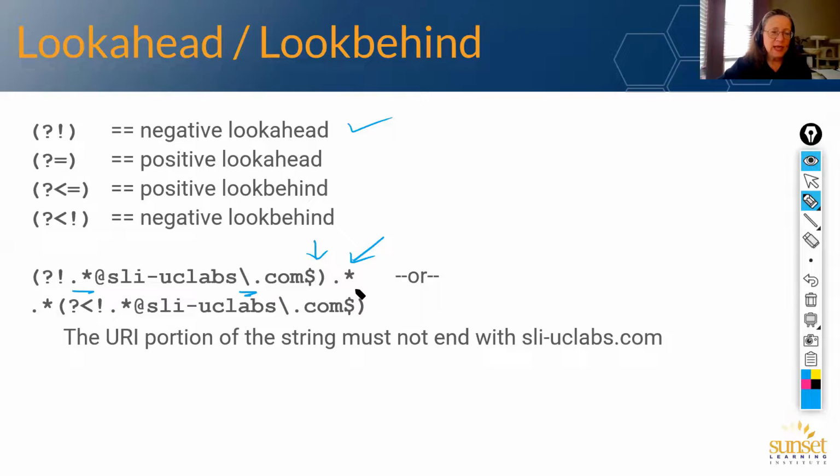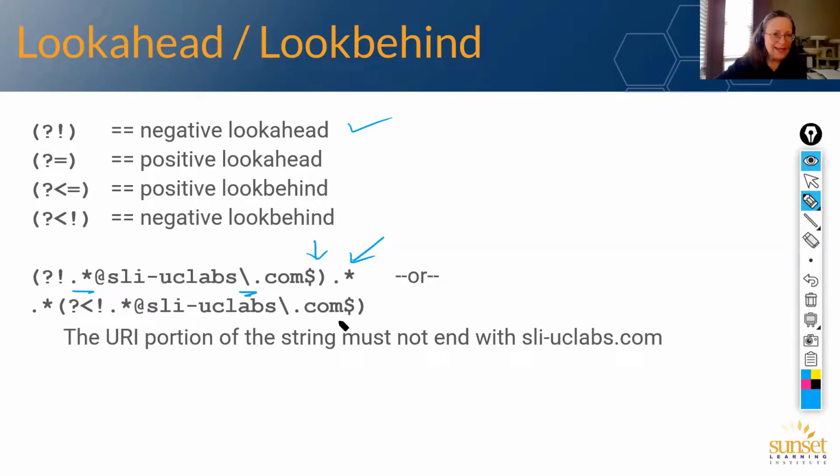The .* at the end, keeping in mind that there is stuff, if you think about a SIP invite message, after you see the URI, you're going to have :5060 and tags and all sorts of other branches, all sorts of other things. So this allows for other things to be after that. But as far as the URI portion is concerned, it is user portion at sli-uclabs.com and whatever.